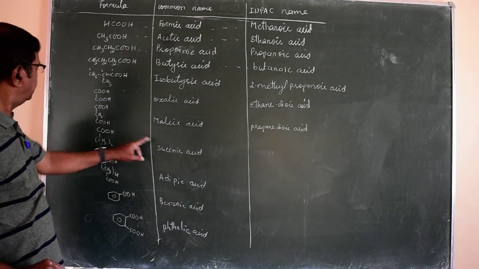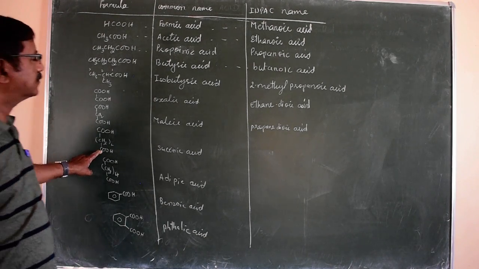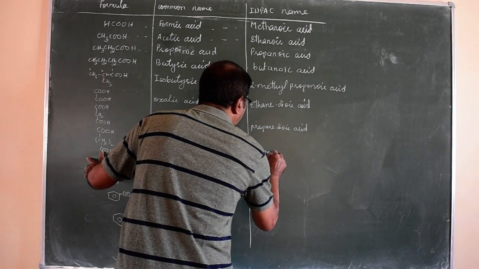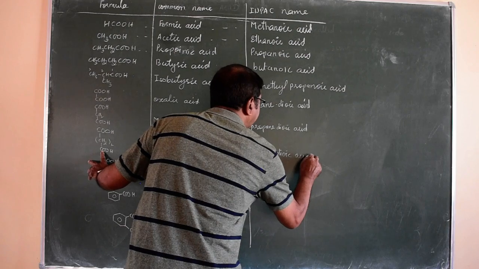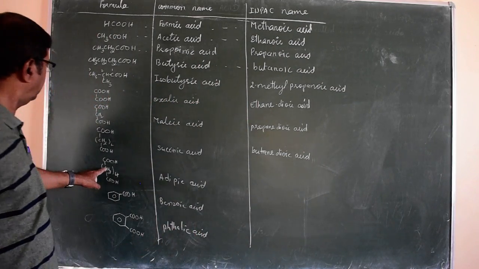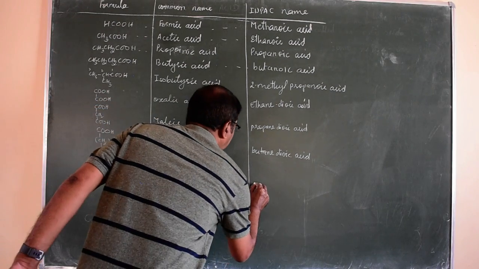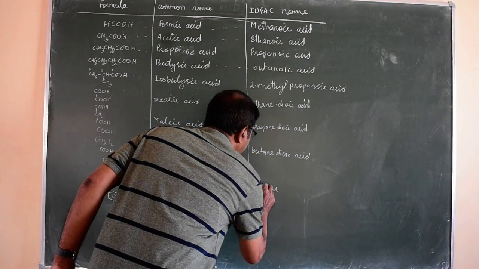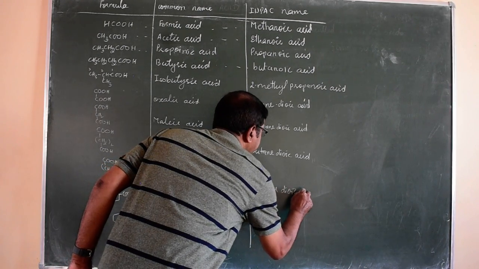This one again has a total number of carbon atoms of 4, so butane dioic acid. Then the total number of carbon atoms is 6, so it's hexane dioic acid.